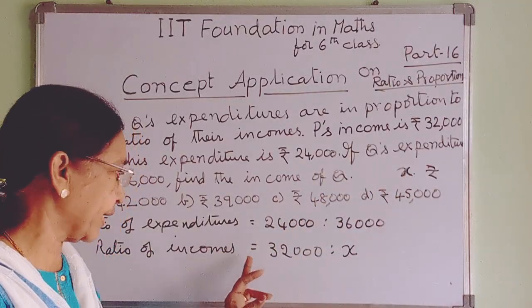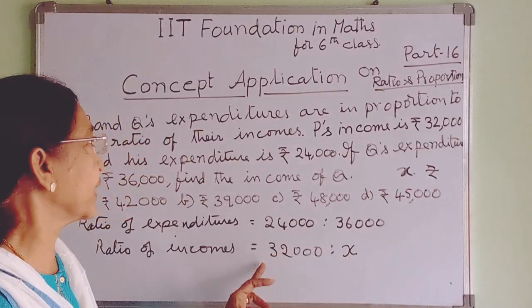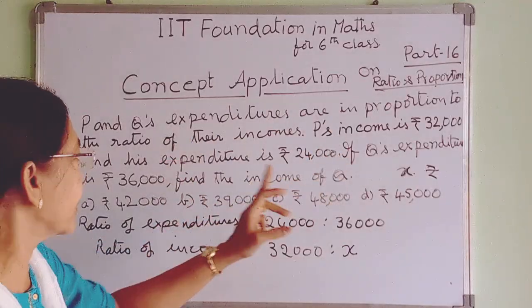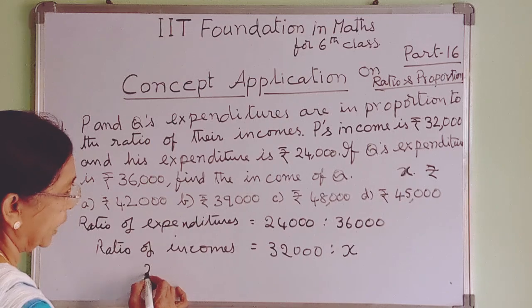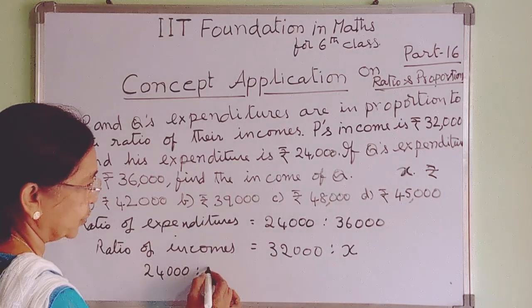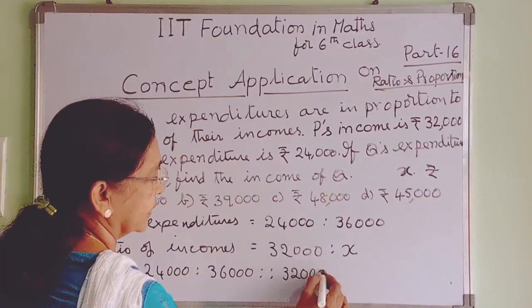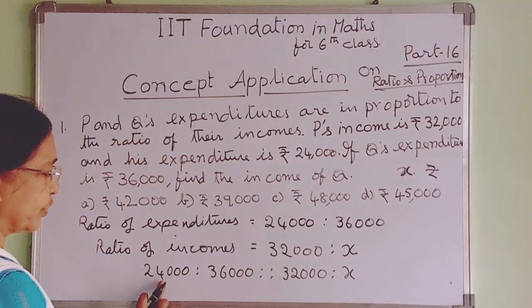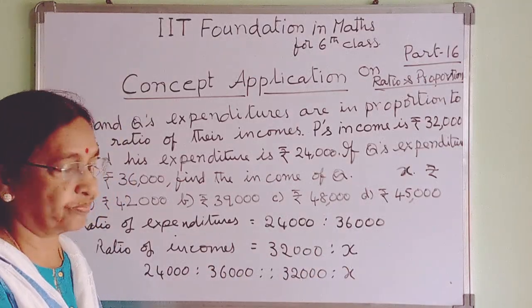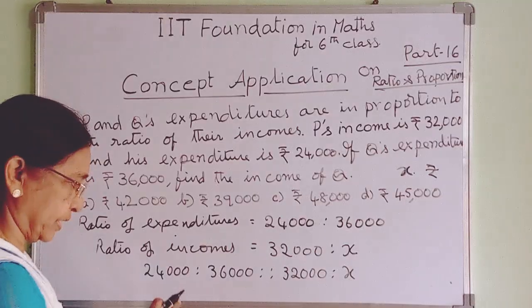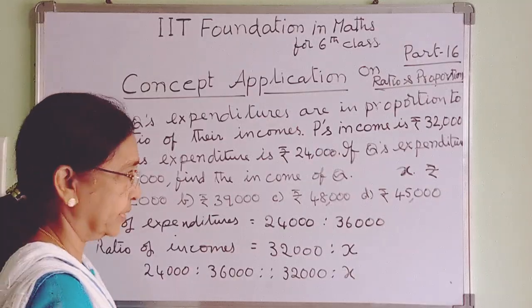So the ratio of the incomes of P and Q is 32,000 is to X. These two ratios are equal because the expenditures are in proportion to the ratio of their incomes. That is, 24,000 is to 36,000 as 32,000 is to X. That means 24,000, 36,000, 32,000 and X are in proportion. So according to the rule of proportion, the product of extremes is equal to the product of means.